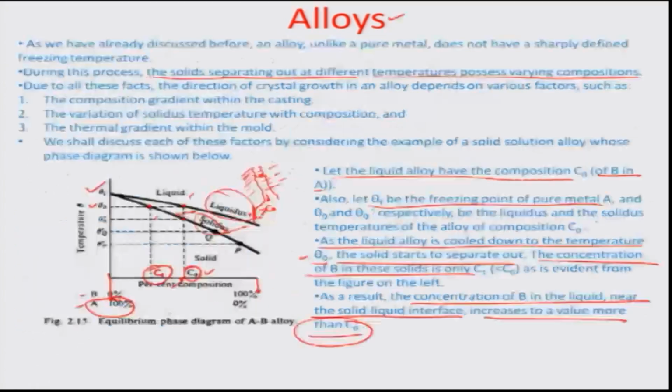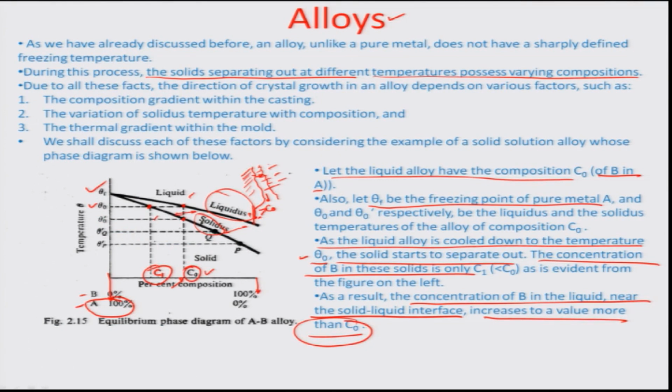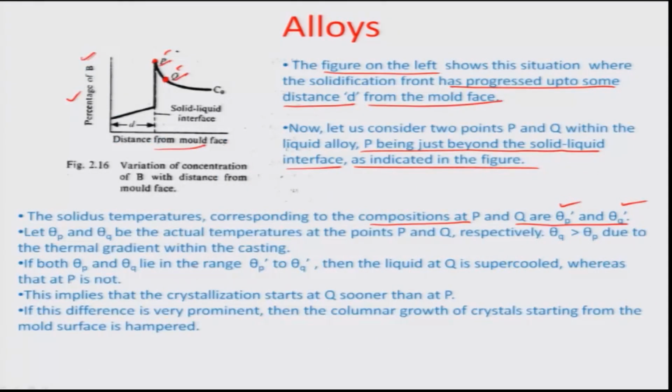Let us just go back to see. So, the solidus temperature at a lower concentration is higher in comparison to a higher concentration, where the solidus temperature is lower. Okay. So, therefore, theta dash P and theta dash Q, which are the solidus temperatures at P and Q, are quite different because of the change in the percentage composition. So, there may be a case where theta P and theta Q are the actual temperatures at P and Q respectively, and theta Q is obviously more than theta P because the point Q is far away into the mold, while P is closer to the face. Okay.